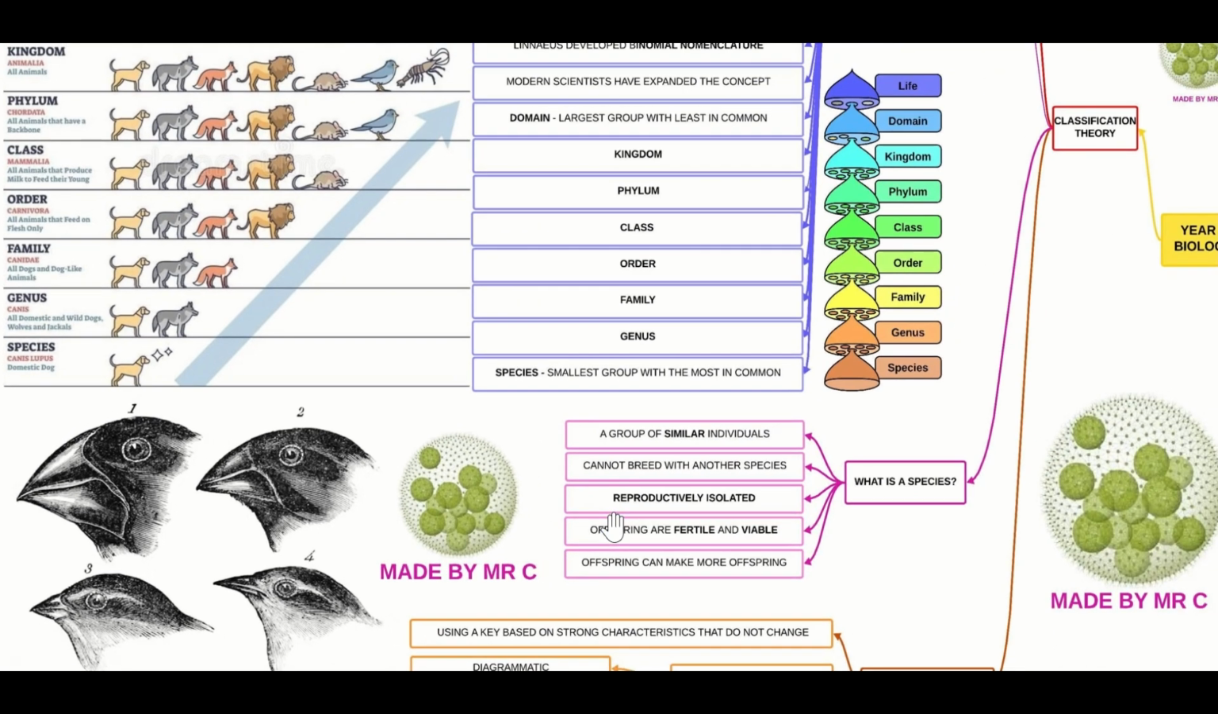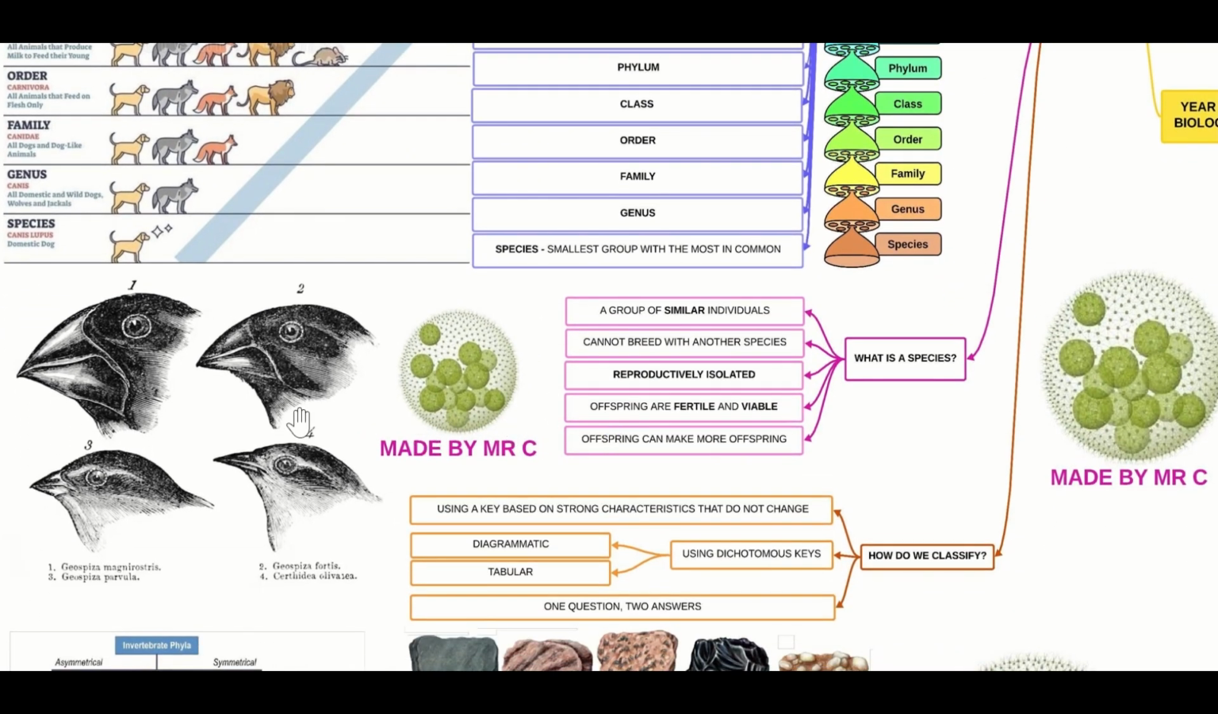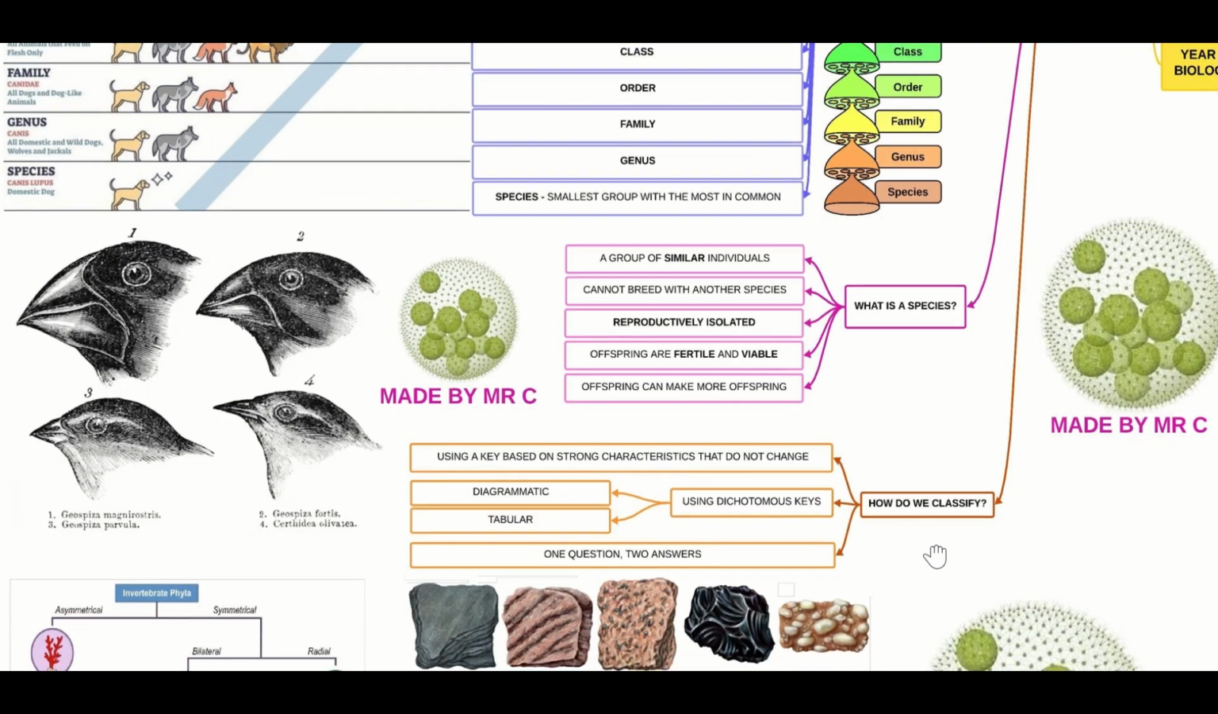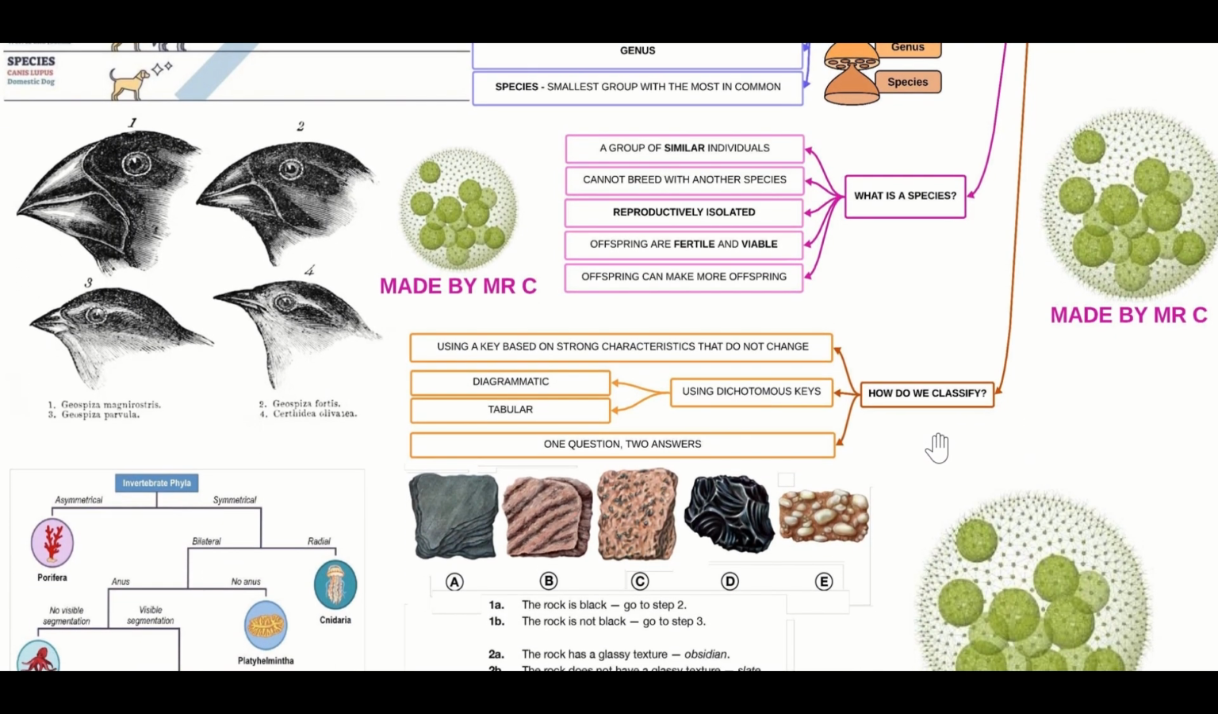Okay, and then I've got down here a very famous diagram from Charles Darwin, which shows us 4 different species of finch, and he based his species on the beak shape, on what food they are able to eat. Then we get to the problem of how do we classify? We classify things based upon strong characteristics, which are things that do not change. And as scientists, we use dichotomous keys that can either be diagrammatic or tabular, which we'll get to in just a minute, but both of them work on the assumption that there is one question with 2 answers.